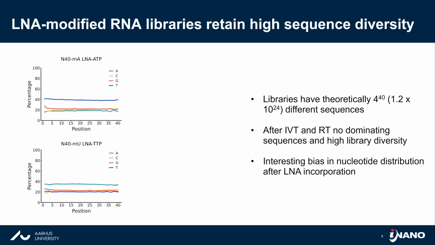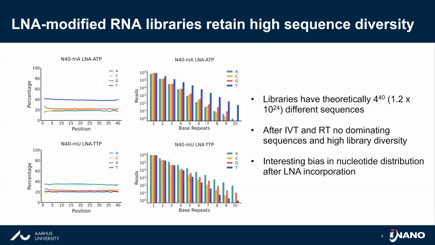Another thing I was interested to see, okay, how is it when we have 2, 3, 4, or 5 LNA modifications in a row? Is this also possible? In this data set, I was just looking at the repeats. So here we have the base repeats, which just means we have 3 repeats of the same base in the library. And you can see that you can also incorporate multiple LNA modifications in a row in the library. So we actually have quite a high sequence diversity, which is also important for selections.